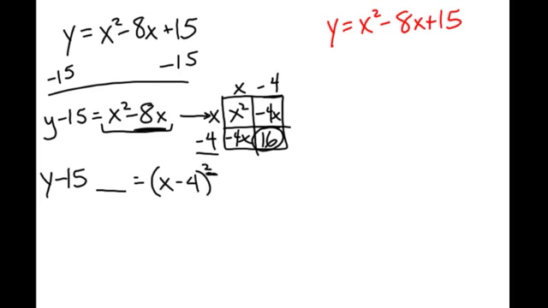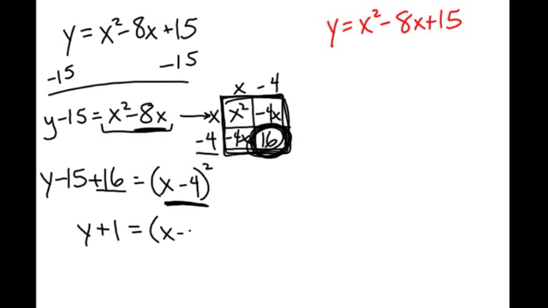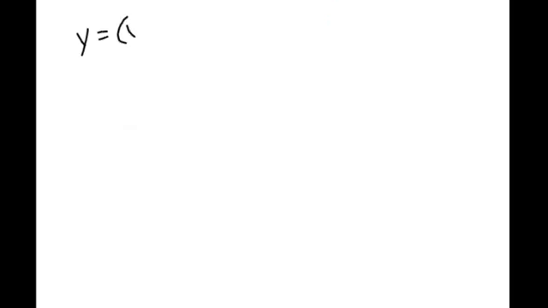This square right here is exactly the same as this square right here, which means that inside of this square is 16, which got added to the equation, which means I need to add it right here. And that gives me y plus 1 equals x minus 4 squared. Subtract that 1 from both sides. What do I got? Y equals parentheses x minus 4 squared minus 1.